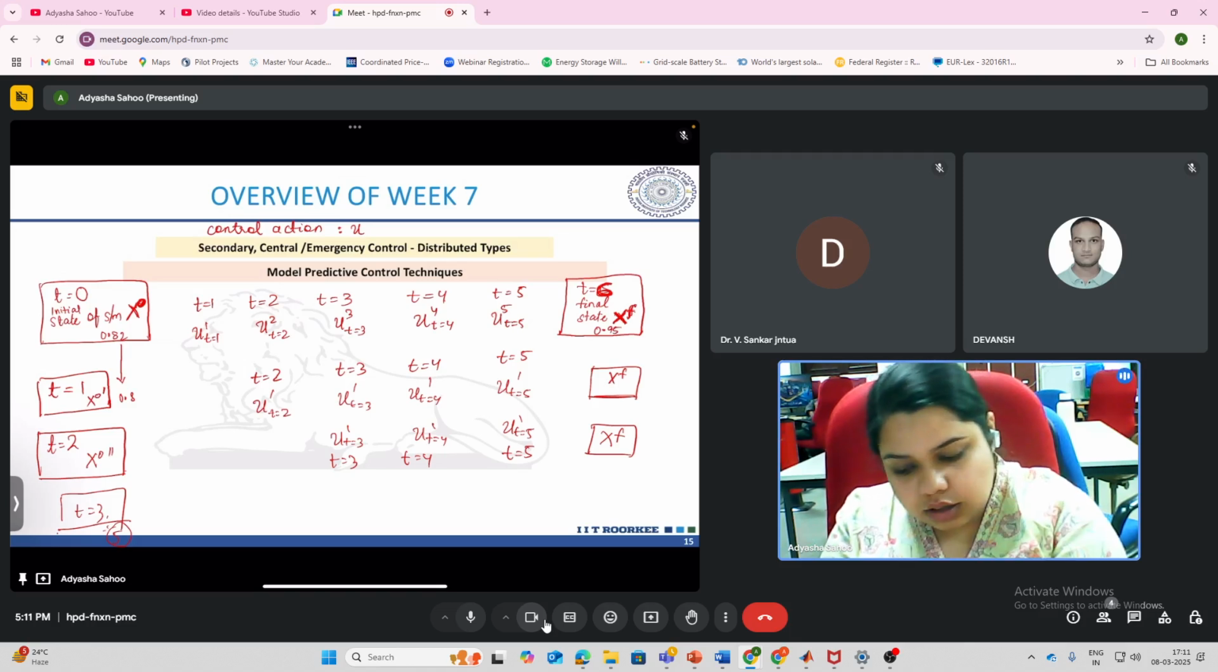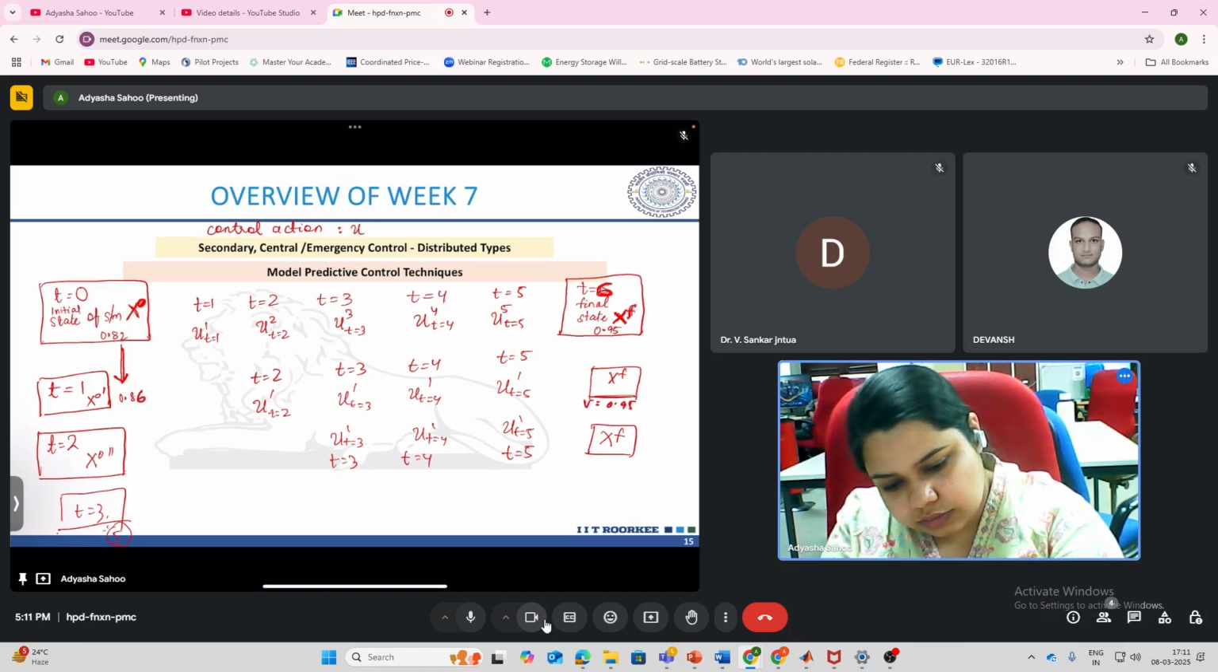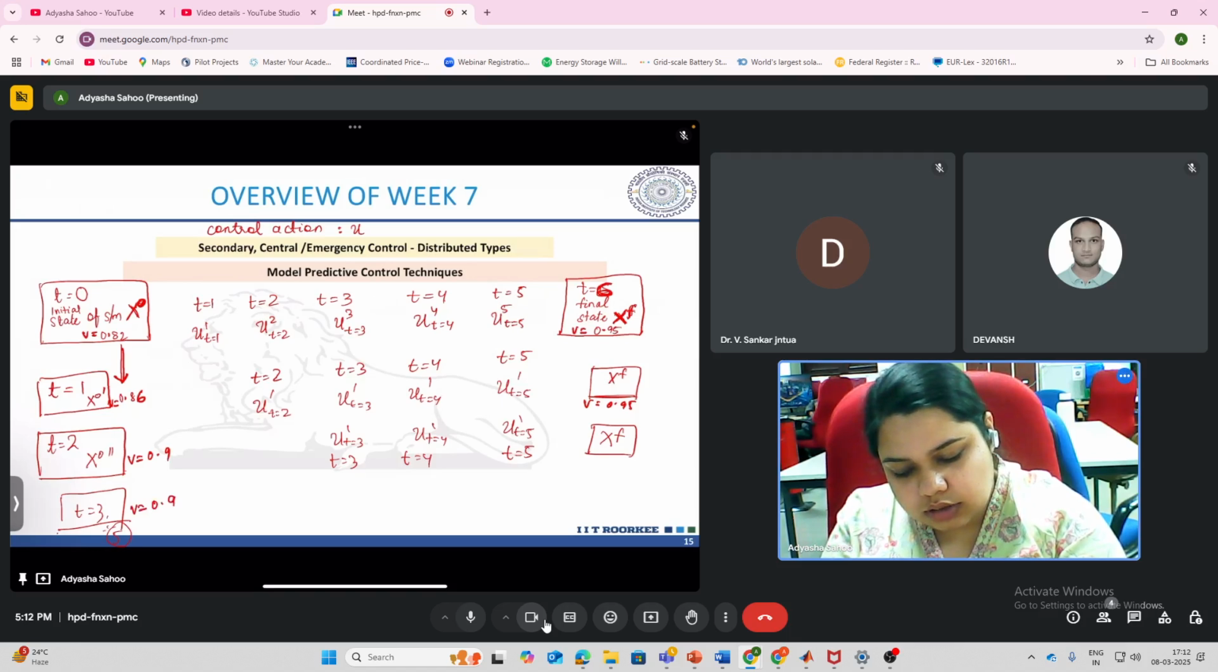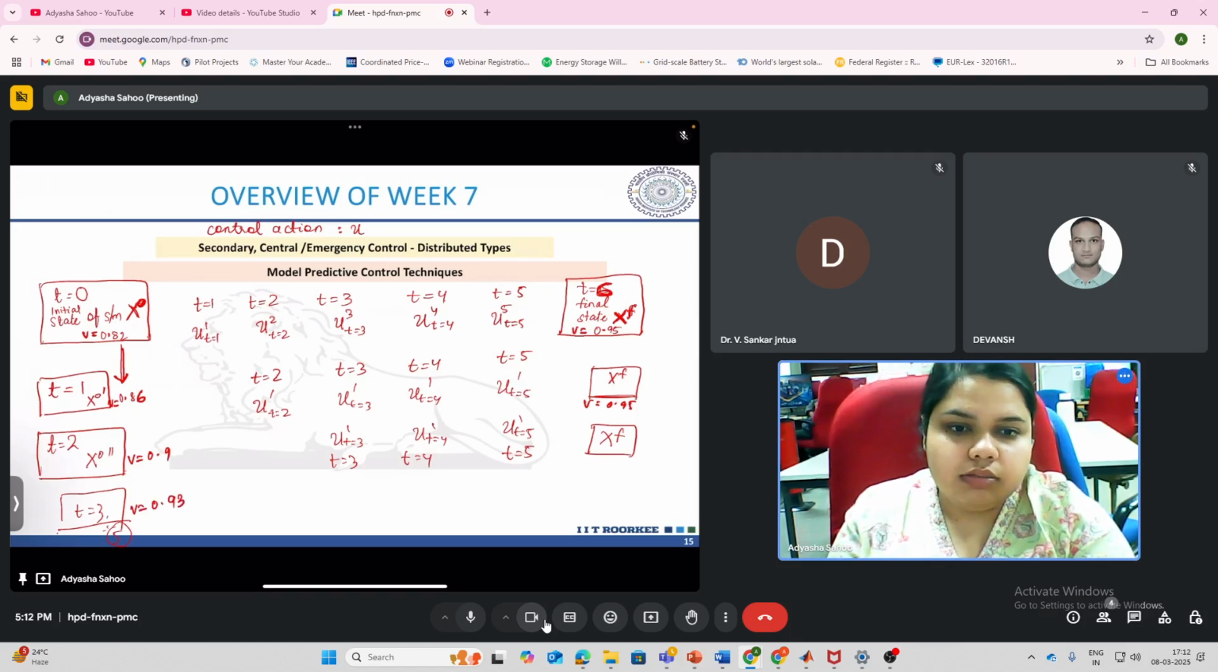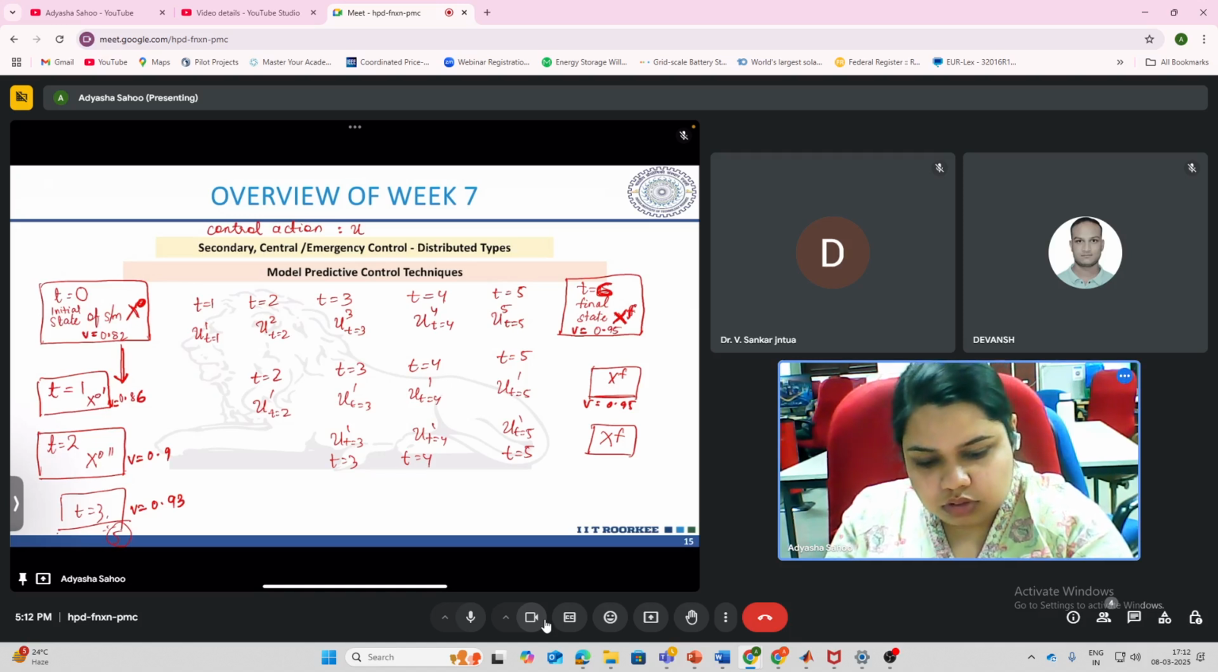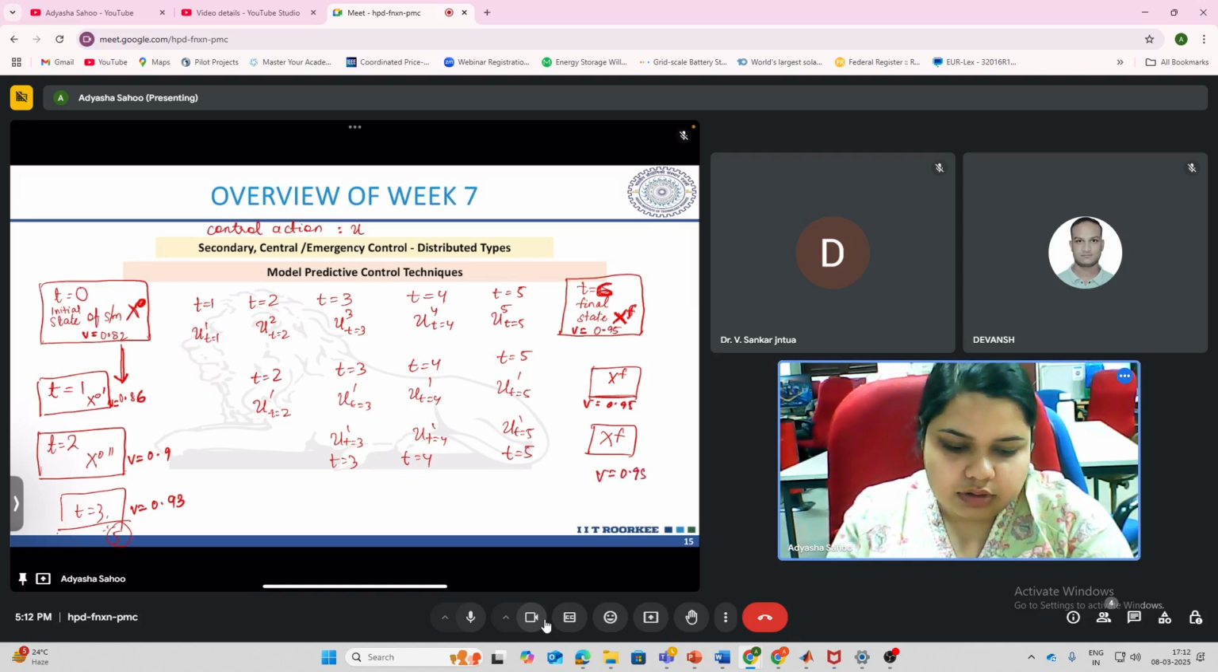Let's say the voltage is now at 0.86. So now you recalculate to reach that voltage at 0.95. And then you reevaluate at t equal to 2, let's say the voltage has improved till 0.9, then you reevaluate. Let's say now again it is at 0.93, then you reevaluate and so on. But your final target is always fixed.